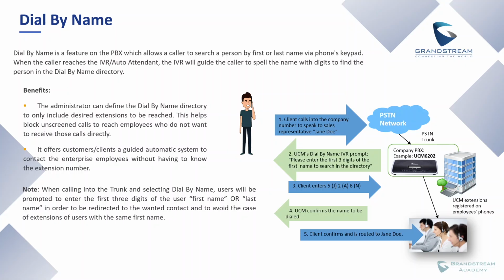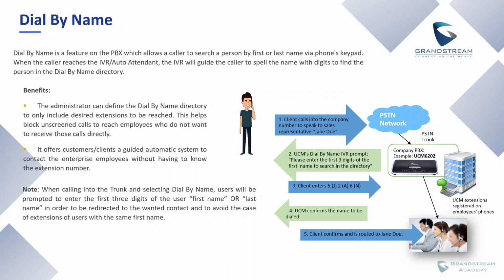After dialing in, the PBX IVR or auto attendant will guide the caller to spell the digits to find the person in the dial by name directory. This feature allows customers and clients to use the guided automatic system to contact the enterprise employees without having to know the extension number, which brings convenience and improves business image for the enterprise.